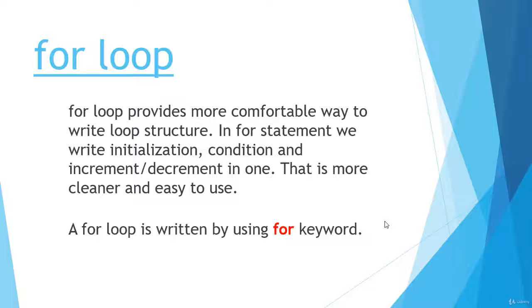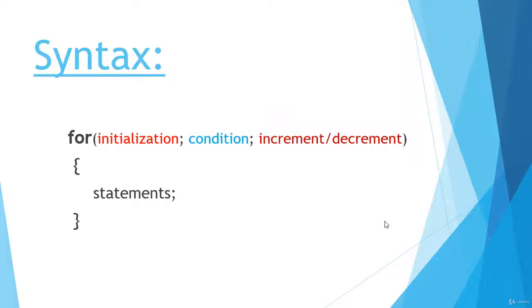A for loop is written by using the for keyword. First of all, look at its syntax. You can see I have just typed the for keyword and used parentheses. Within the parentheses, I type three things. The first is initialization, meaning from where this loop starts. Then I put a semicolon and type the condition. After that, I have typed the increment or decrement. That totally depends upon the logic of the program, whether we want to increment or decrement the variable.